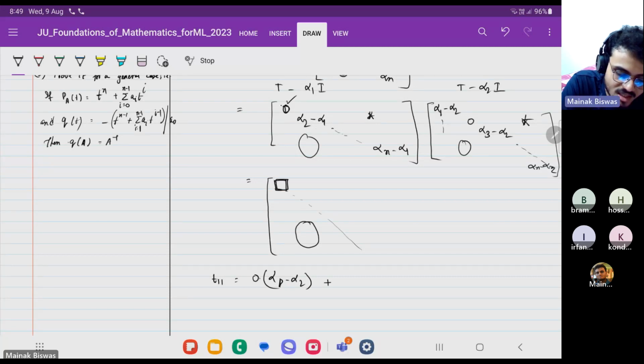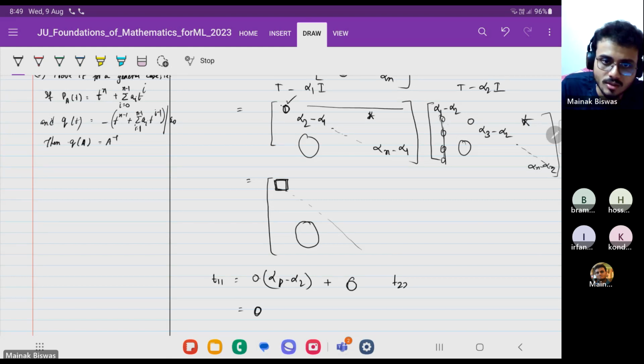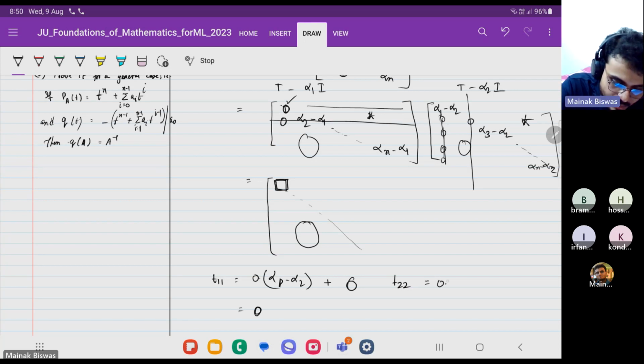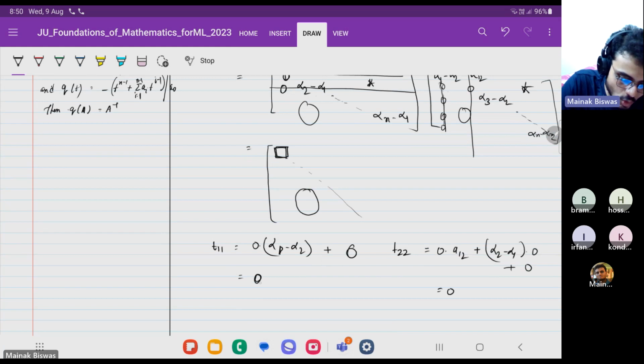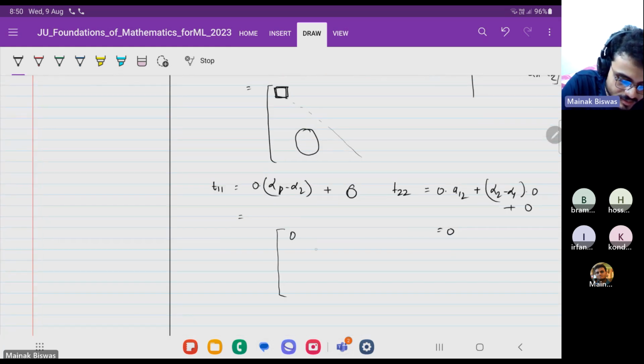Plus all these terms which are 0, right? Yes. Plus all zeros. So if you multiply these, they will all become 0. So T11 is becoming 0, right? Similarly, what will happen to T22? 0. Why will it be 0? T22 you will get from this row and this column, right? Correct? So it will be 0 times this, plus alpha 2 minus alpha 1 times 0, plus all others are 0. So do you see you get two elements along the diagonal which are 0, right?